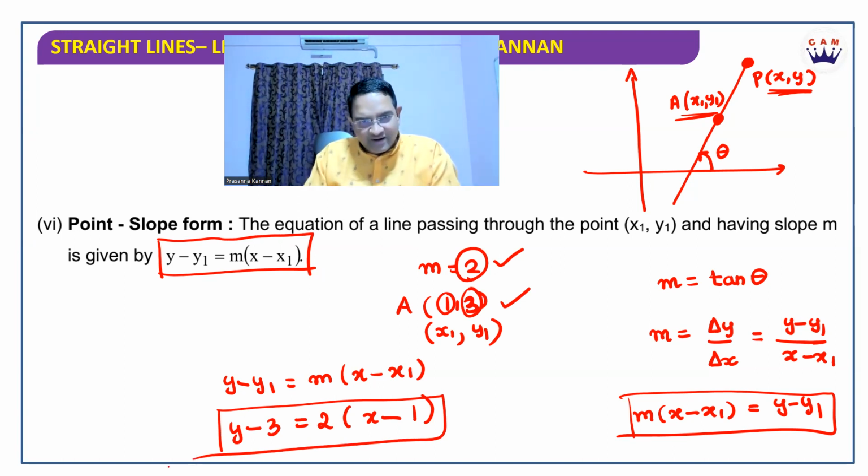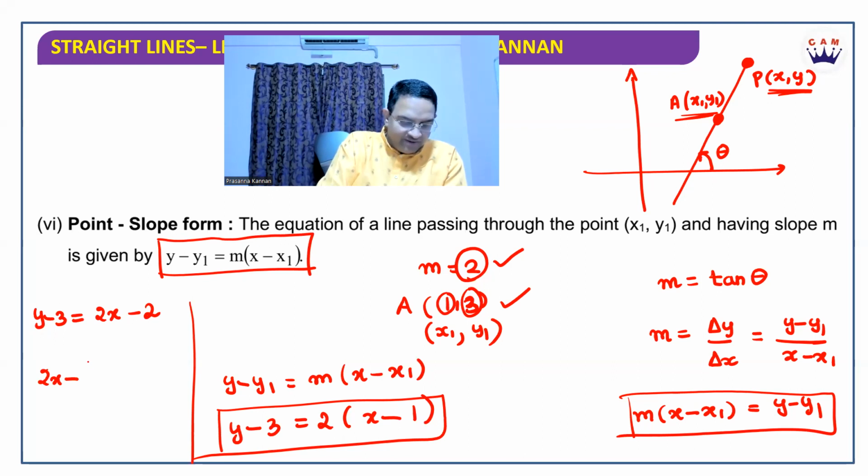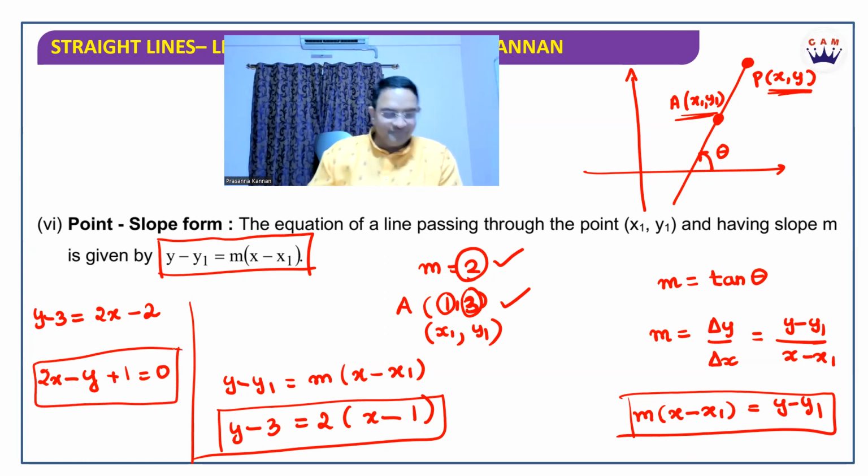You can simplify it and get it in the general form. So y minus 3 will be equal to 2x minus 2. So if you bring it to this side, 2x minus y minus 2 plus 3, which is plus 1, equal to 0. Correct? If you want to verify whether your answer is correct or not, check the slope. What is the slope? How do you find the slope of this line? Quick.